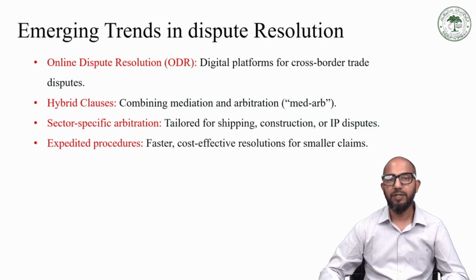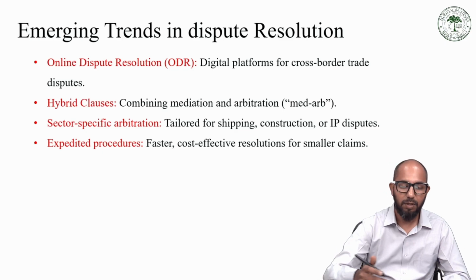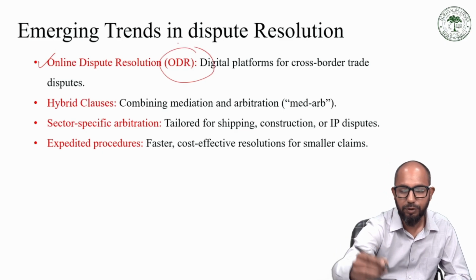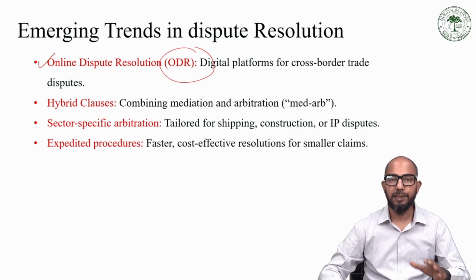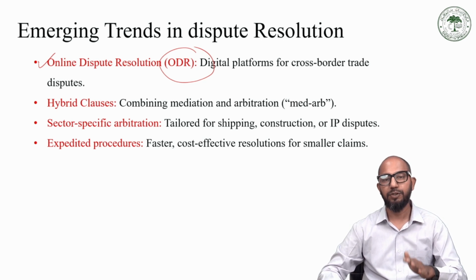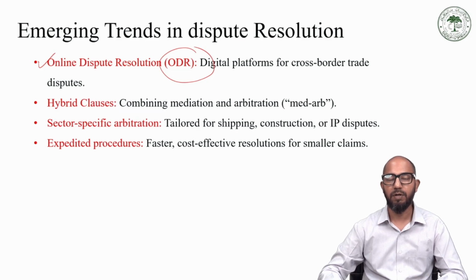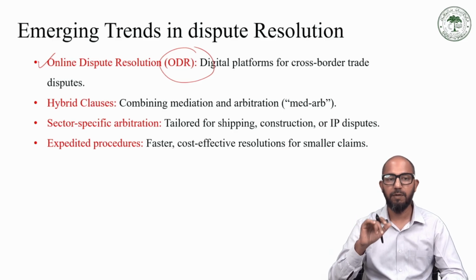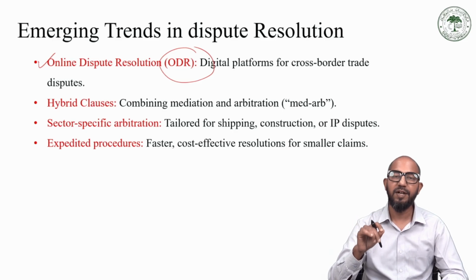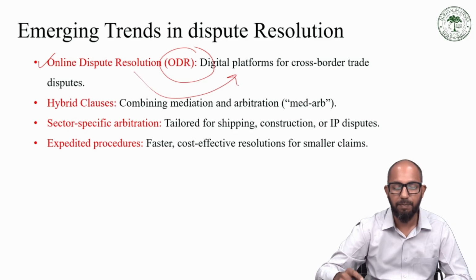What are the emerging trends in dispute resolution? We have highlighted four important emerging trends. The first is online dispute resolution. With the rise in technology and online buying behavior, export and import has also become online and digital in process. Now, digital platforms are used for cross border trades. Thus, disputes also arise in digital cross border trades. In order to solve these disputes, there are certain platforms, and online dispute resolution is one such digital platform.